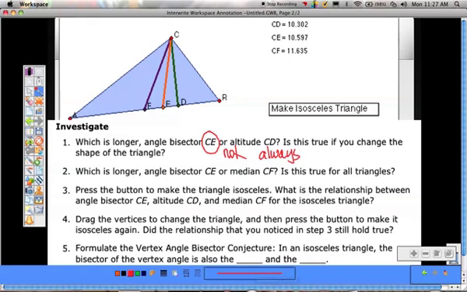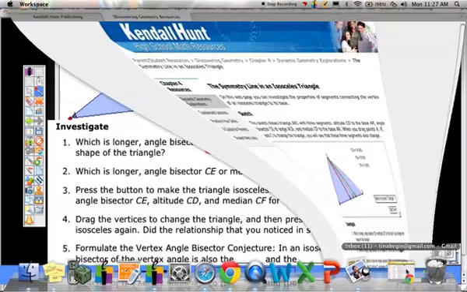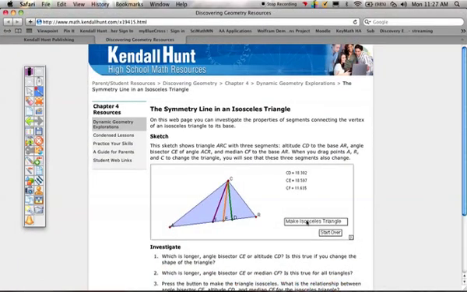So let me see if mine has loaded. Okay, so we take a look at this. I can change the shape of the triangle, I think, by dragging it. Look at CD and CE. So before, CE was bigger, but I can change it. Let's see if I can make it so it works. All right, there they're exactly the same. Okay, so you can see that they change.